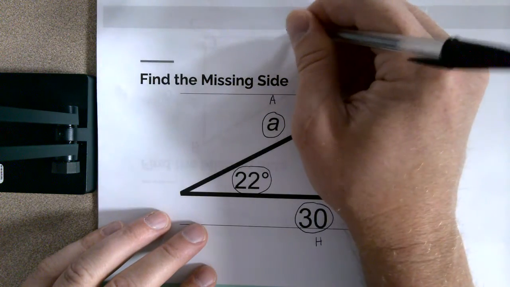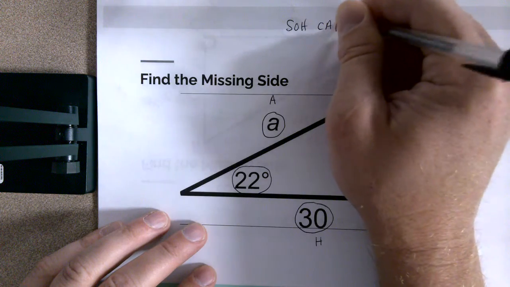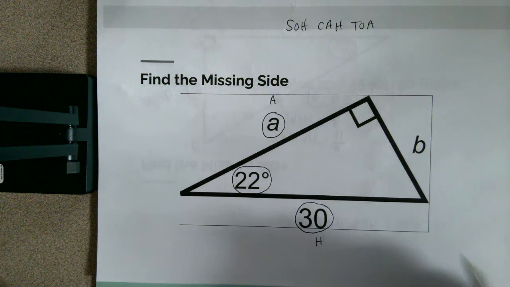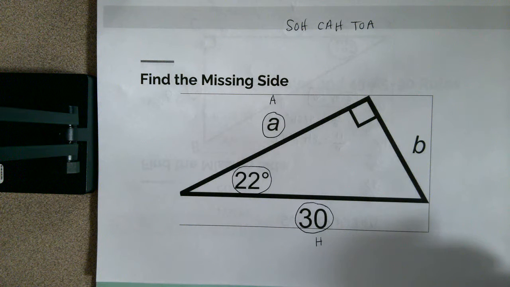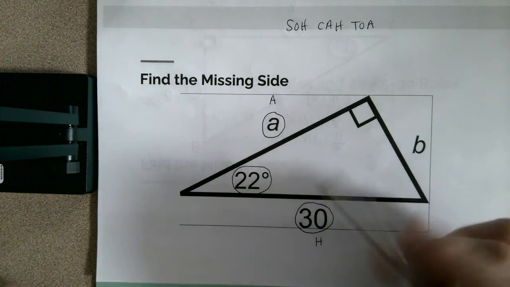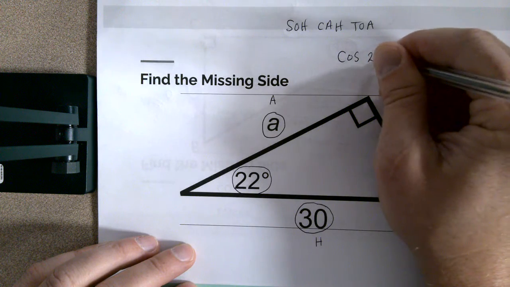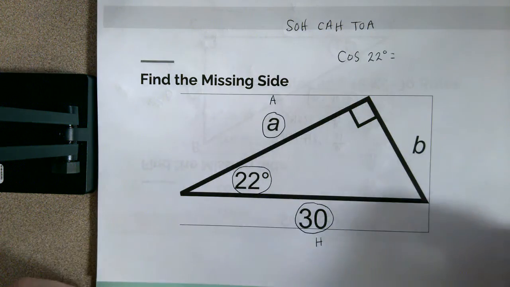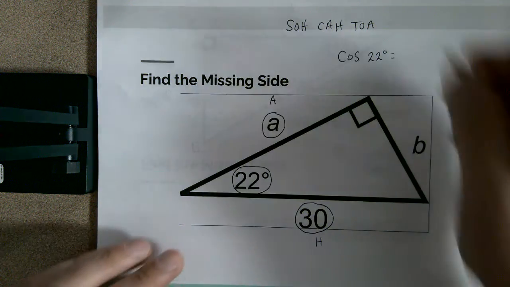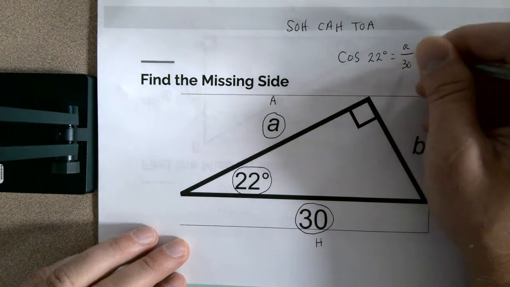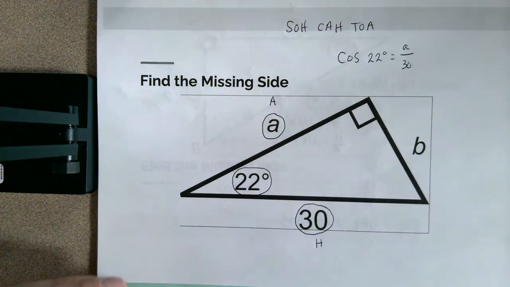I go to my saying, Soh Cah Toa. So if I have A and H, what am I going to use? Am I going to use sine, cosine, or tangent? On this one, I've got the A and the H, so I'm going to use cosine. So I'm going to say the cosine of 22 degrees is equal to A over 30, because it's the adjacent side over the hypotenuse.